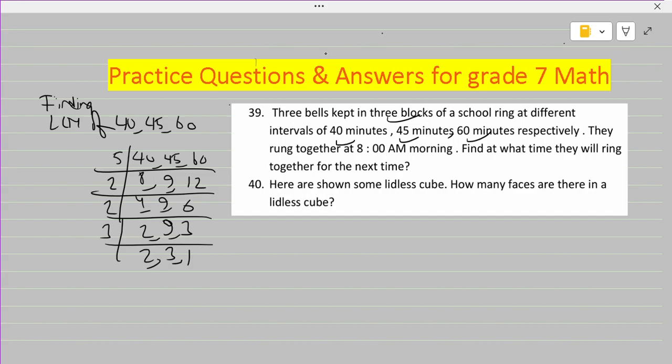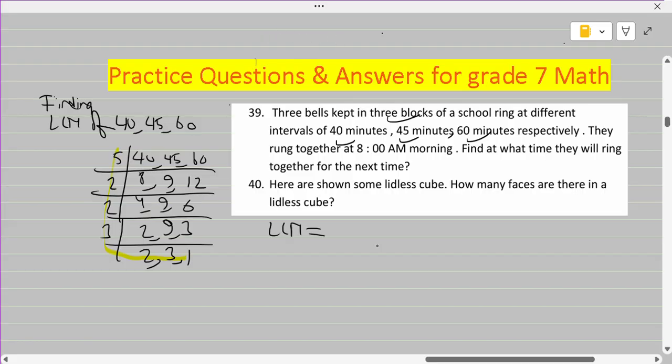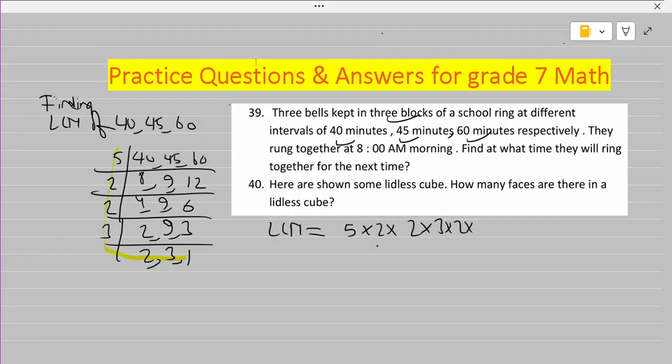So now we find the LCM as the product of all these values. We get their product, and that is the LCM. So 5 into 2 into 2 into 3 into 2 into 3. So here 5 and 2 you get 10, 10 2s are 20, 20 3s are 60, and lastly 2 into 3 you get 6. So it is 360. Therefore LCM is equal to 360 minutes, and how many hours is 360 minutes?